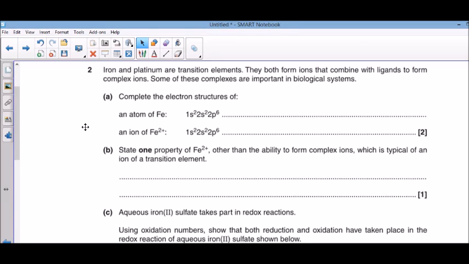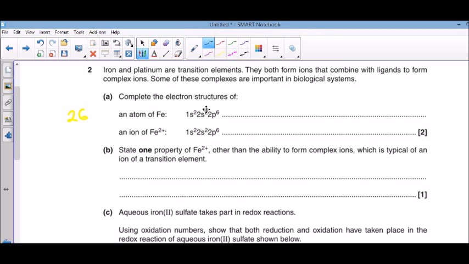Question 2 on the 2011 paper is a transition elements question, and we're starting off with a fairly nice electron configuration question. This is really checking your use of the periodic table and the fact that you can go and look up Fe and find that it is number 26.